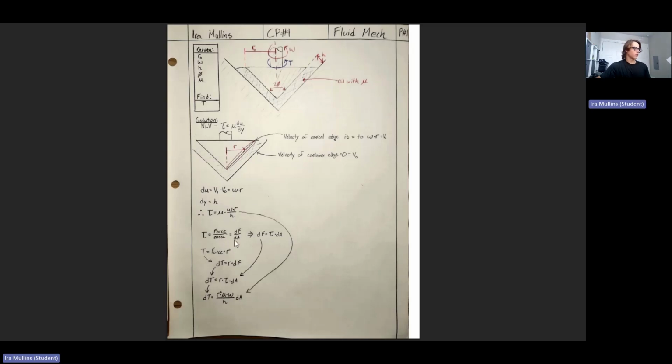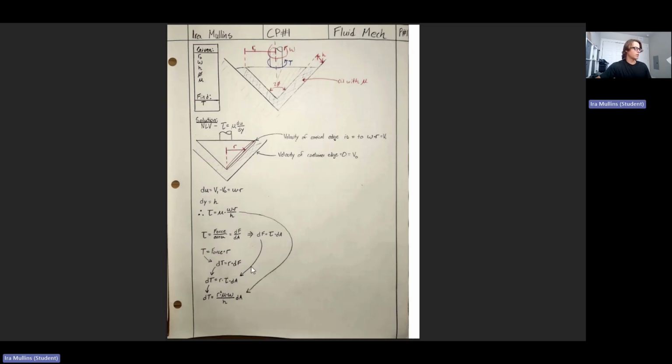Shear stress is force over area, which is also equal to a differentially small force over a differentially small area. This will come to play in a second. So torque can be written as force times radius. And a differentially small torque is the radius times the differentially small force. And we can combine these equations to find a combined equation for a differentially small section of torque in terms of radius, shear stress, and dA. We can plug in for shear stress, and we get this equation.